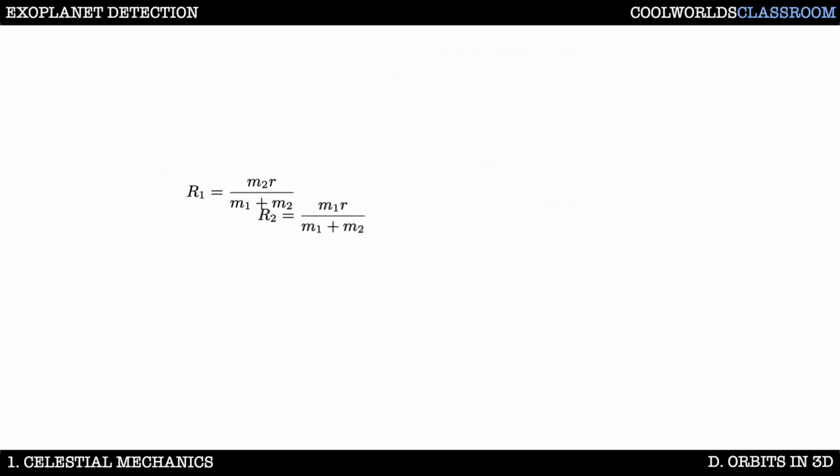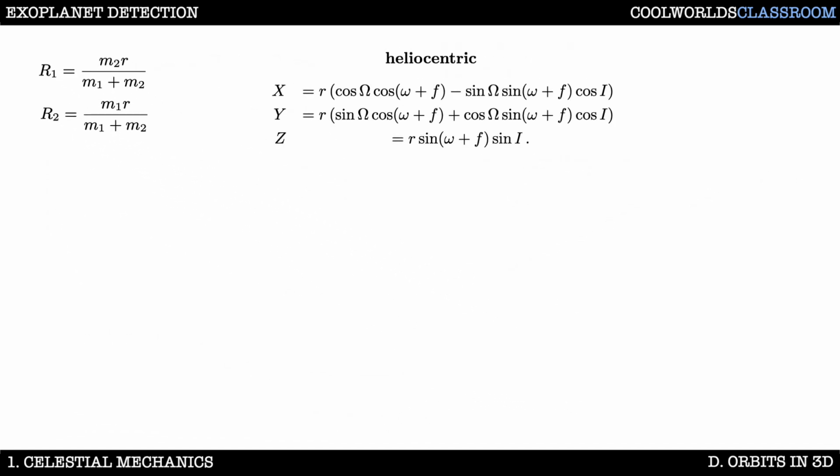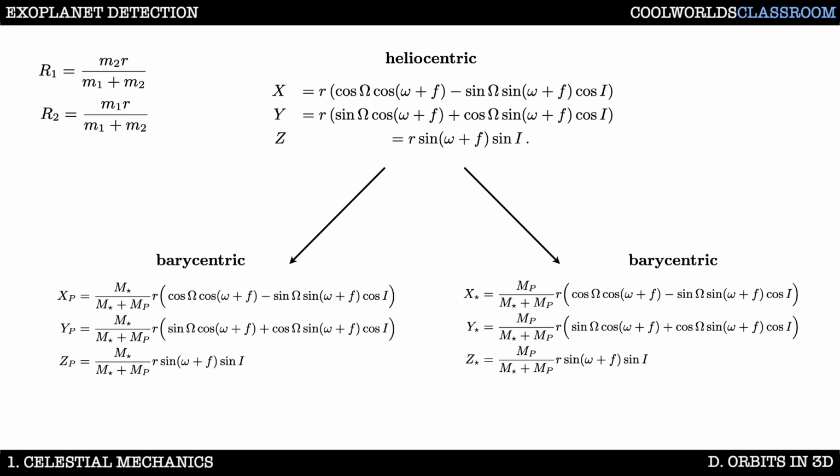For completion, we can now take the Cartesian orbital elements from the heliocentric frame and easily express the planet and star elements in the barycentric frame. As a test of your understanding, think about how the elements would look when MP, the mass of the planet here, is much, much less than the mass of the star. Maybe even take it all the way to 0.